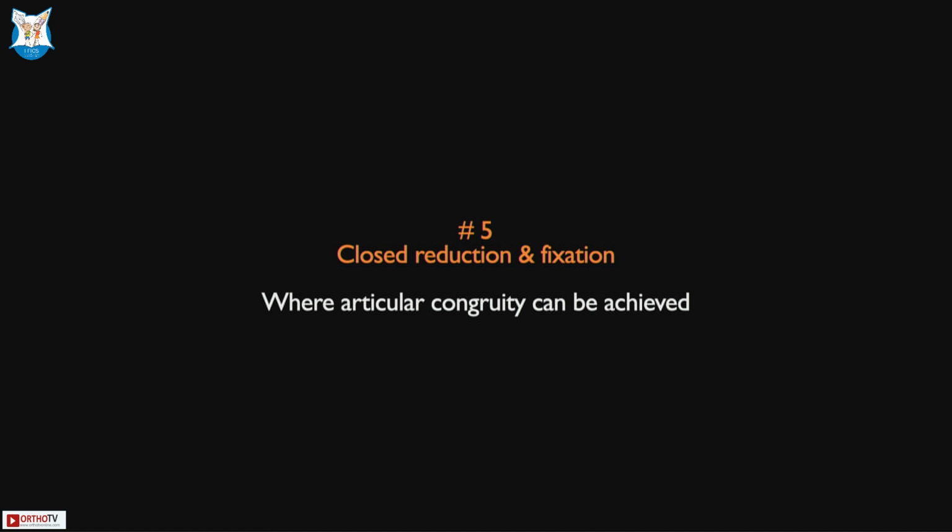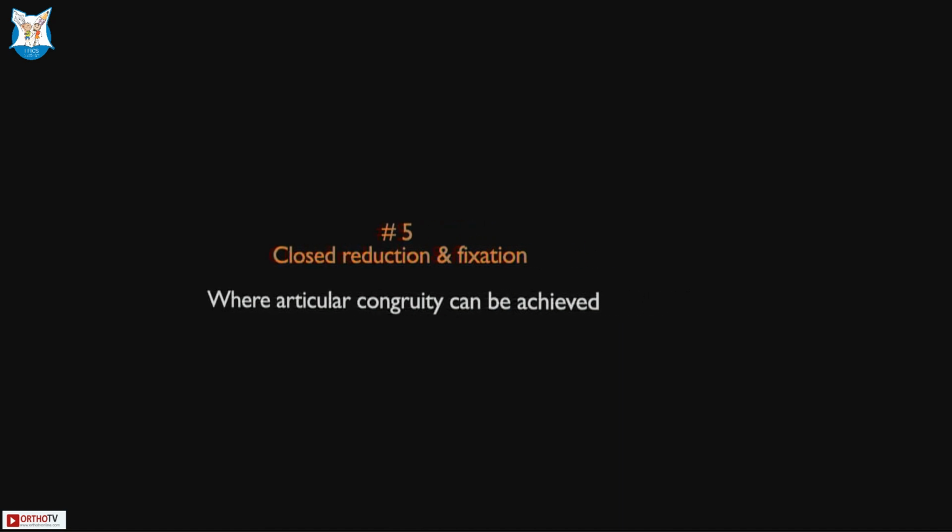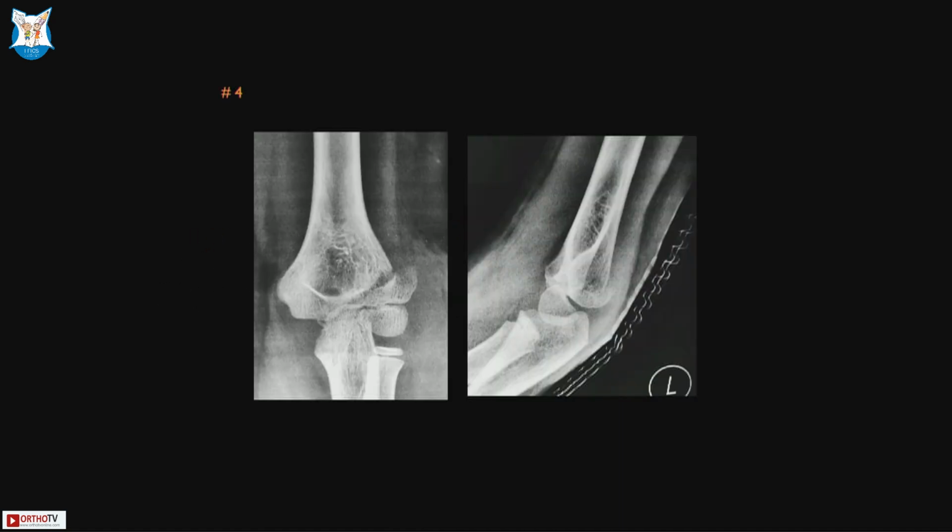Now, when do you go in for closed reduction and fixation? When you know that the articular congruity is intact or can be achieved. And so here is a displaced fracture. Whatever classification you want to use, this is not a rotated fracture, but it's clearly displaced.